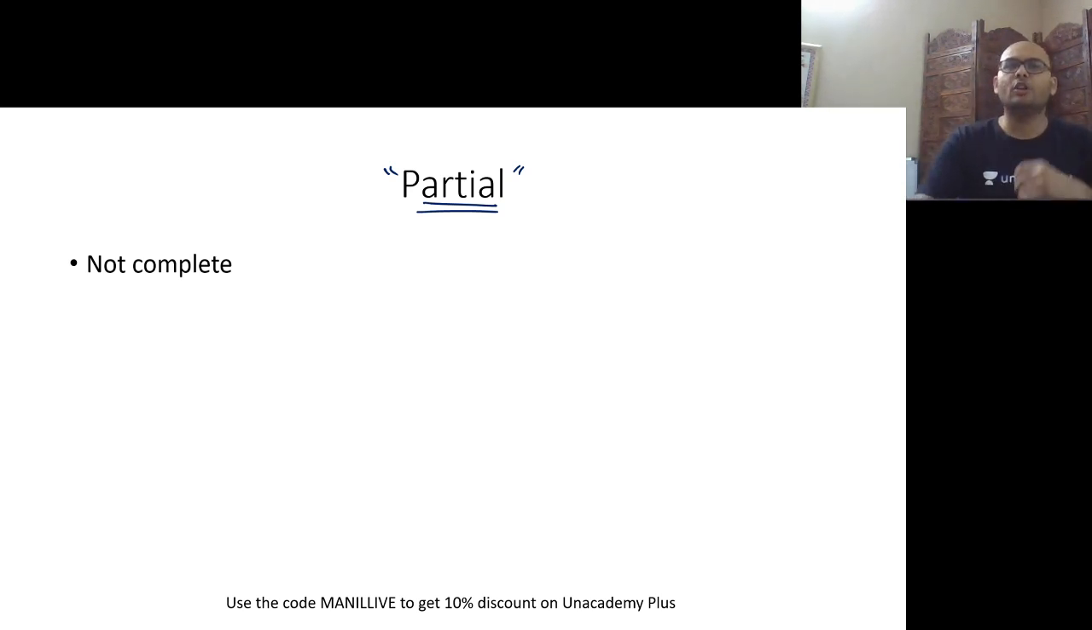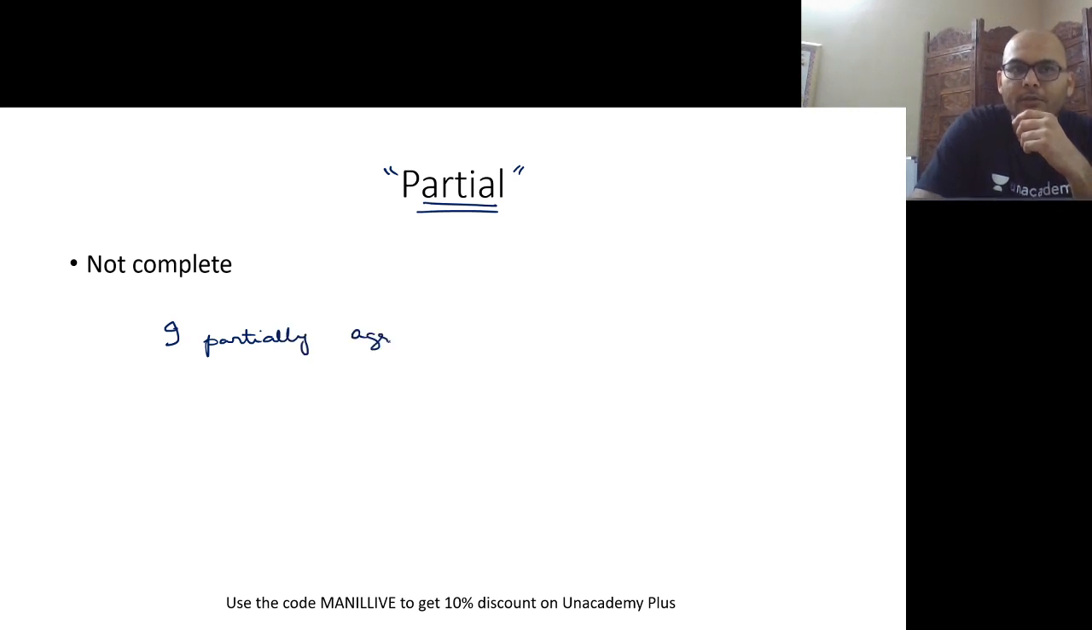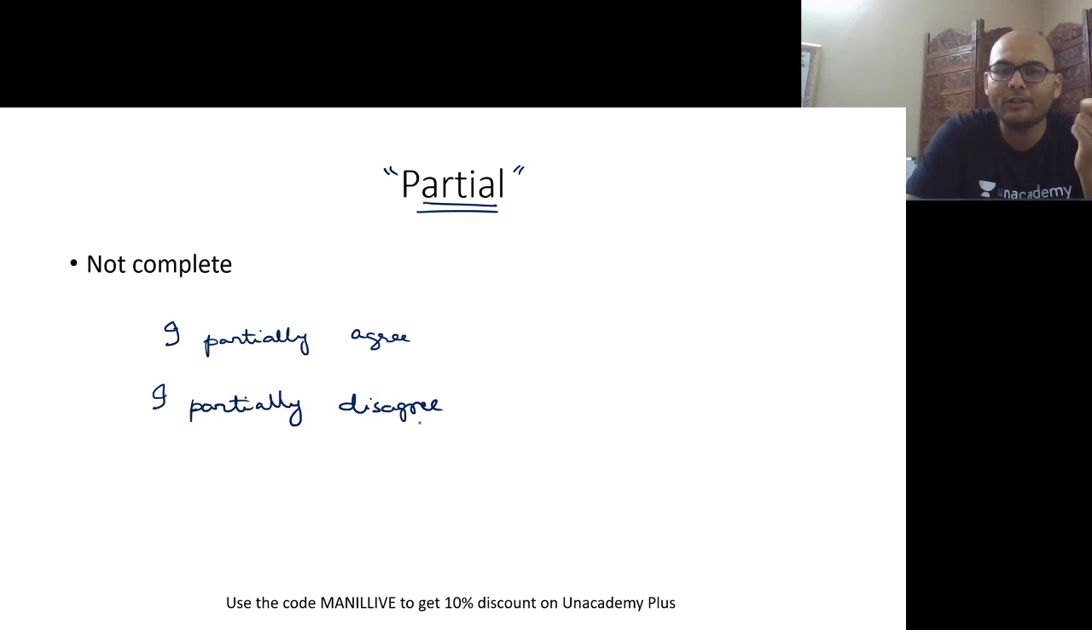All right, so now how is it useful for IELTS? You can say I partially agree, or you can say I partially disagree. What does that mean? Neither are you completely agreeing with the given statement, nor are you completely disagreeing with the statement. So you're sort of midway, not necessarily even midway. You could be more this way but not completely that way, or more that way but not completely this way, right? So that is what the meaning of the word partial is.